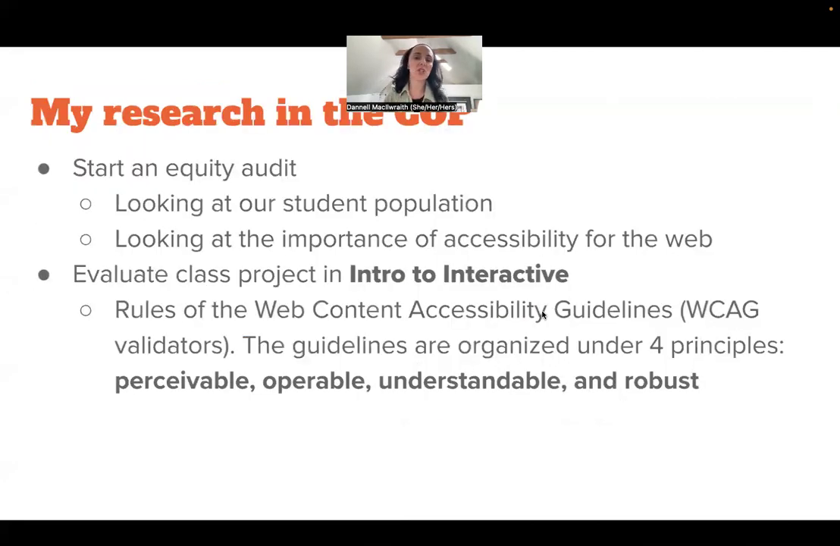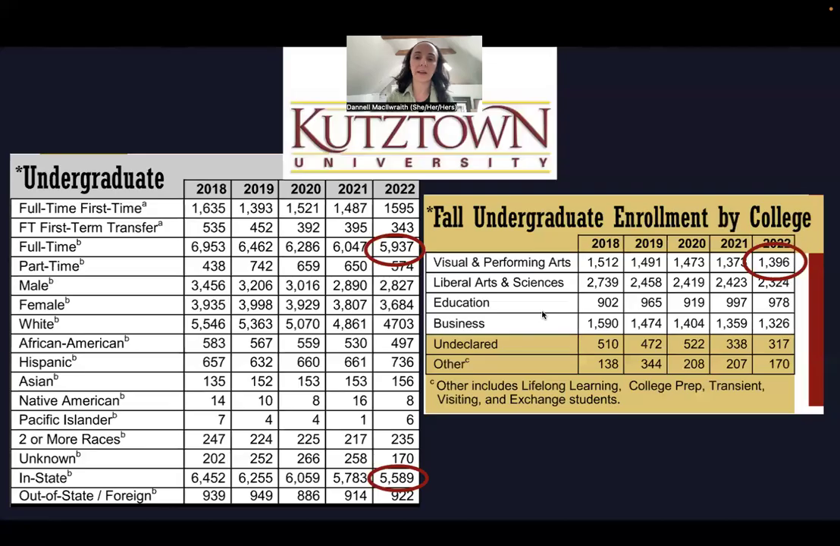And my research that I was looking deeper into was for a specific class. So you could pick a syllabus, a lesson plan, or a project. I chose a class project for my Intro to Interactive class. I started with an equity audit, looking at our student population and then looking at the importance of web accessibility. I specifically looked at WCAG's guidelines.